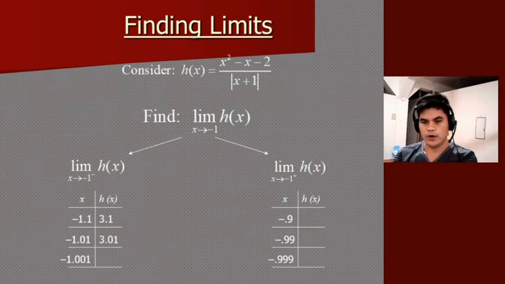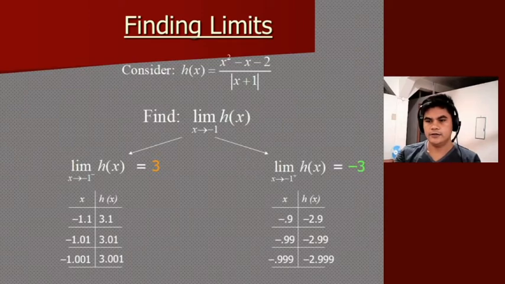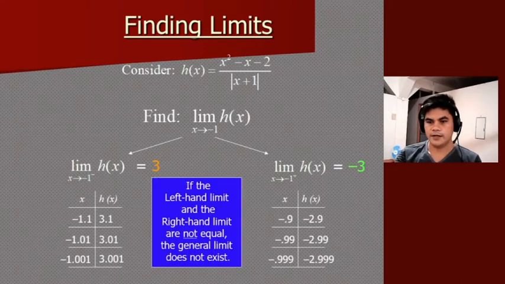So, we have 3.1, 3.01, 3.001. The other side is negative 2.9, negative 2.99, negative 2.9999. In short, the limit of f(x) as x is approaching negative 1 from the right is negative 3, while the limit of f(x) as x approaches negative 1 from the left is positive 3.